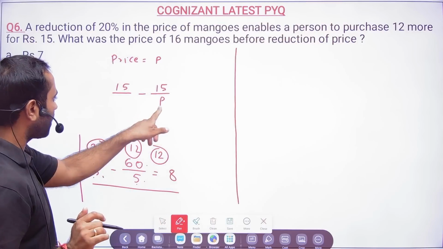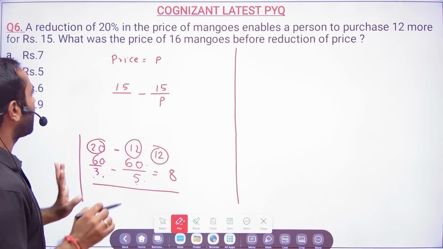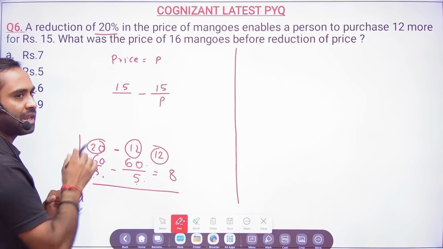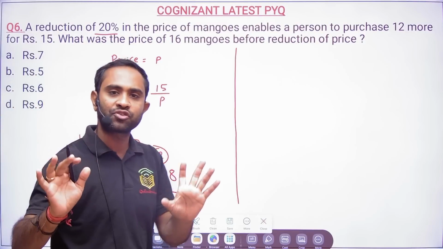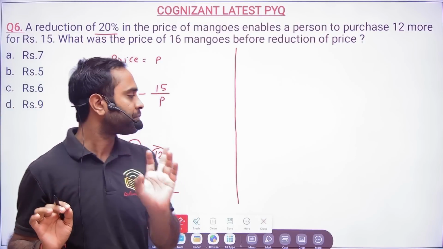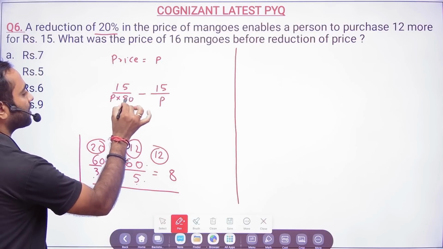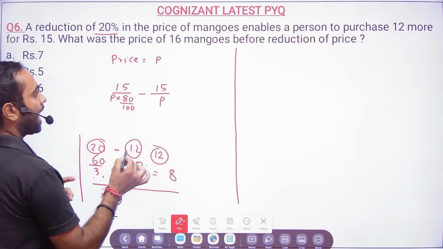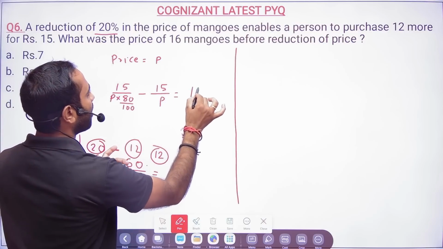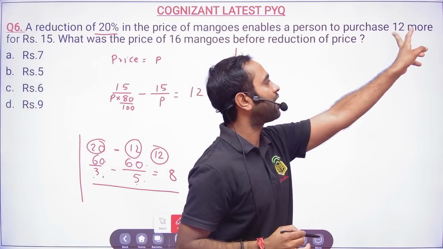Okay. So earlier the price was P. Now the price is reduced by 20%. That means you have to pay 80% of this price. And how many mangoes you are getting now? More? Sir, I am getting 12 mangoes more.